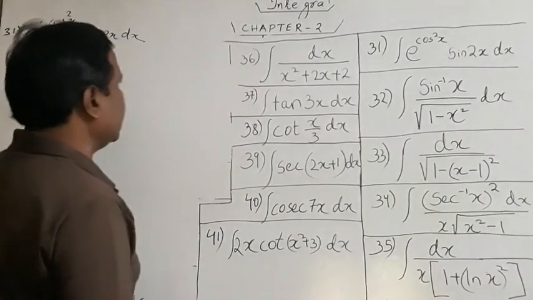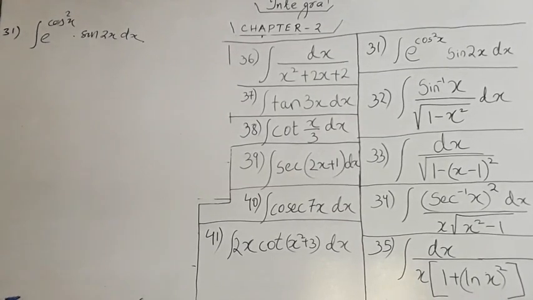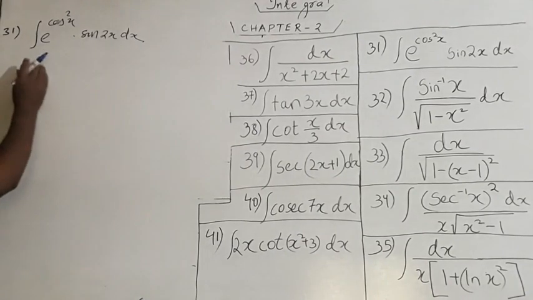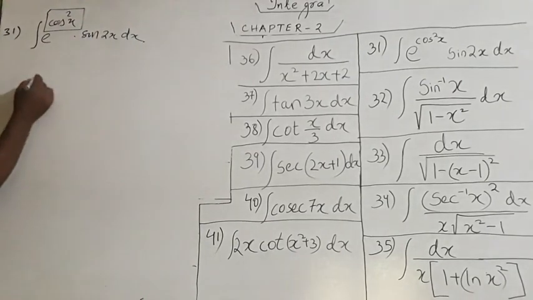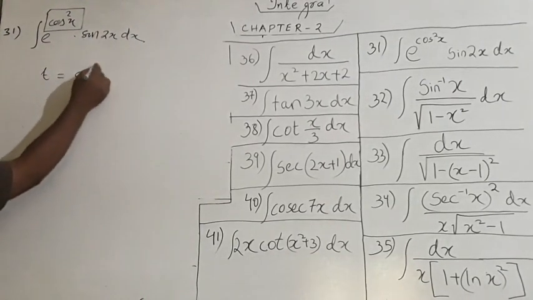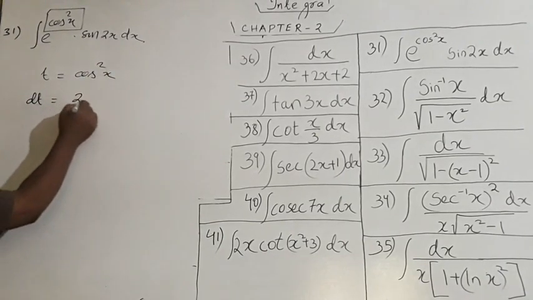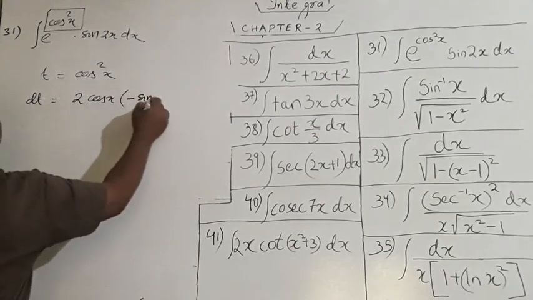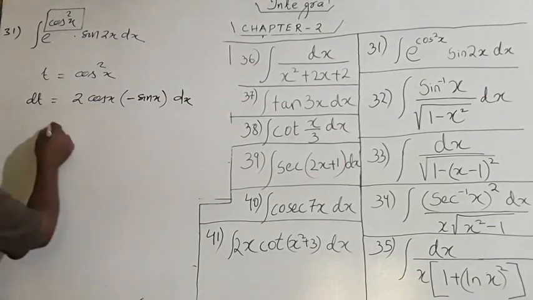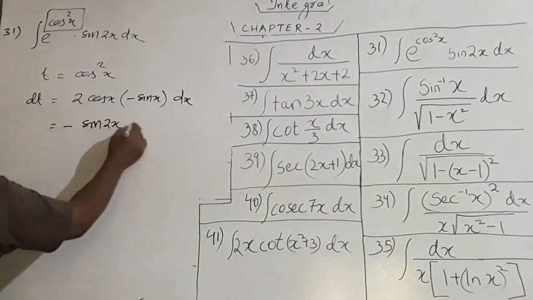Now look at problem 31. I have already told you to do the chapter of chain rule of derivative. So here, tell me whose derivative is what? Suppose I am putting t is equal to cos square x, it is cos x whole square. What is dt? dt is 2 cos x into derivative of cos x, you know it is minus sin x dx. So it is minus 2 sin x cos x, that is sin 2x dx.